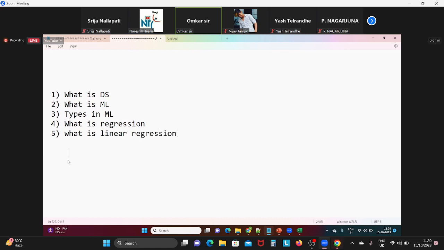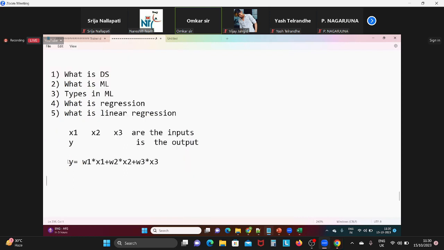So finally, if x1, x2, x3 are the inputs and y is the output, your linear regression equation will be y equal to w1 into x1 plus w2 into x2 plus w3 into x3. Correct? Yes or no? Agree with me?